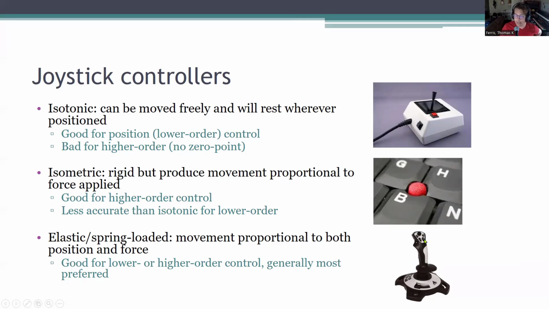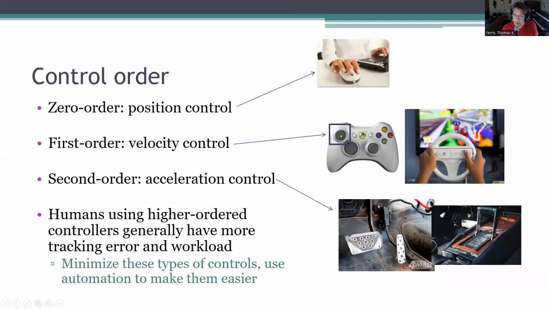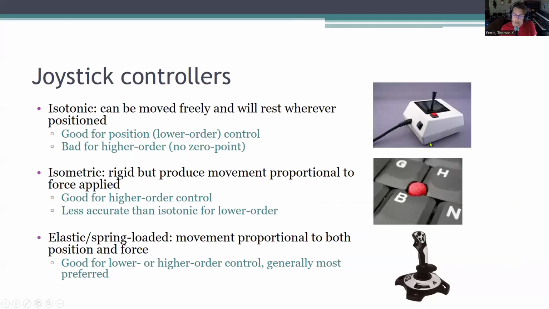This would be one where you could have it represent position, but you also have the spring centering here. So this would work very much like one of these control sticks, where it'll snap back into a position. So if you are entering velocity changes or acceleration changes, you've got that zero point, and it'll help you with the stability of the system. Generally, the most preferred one there.